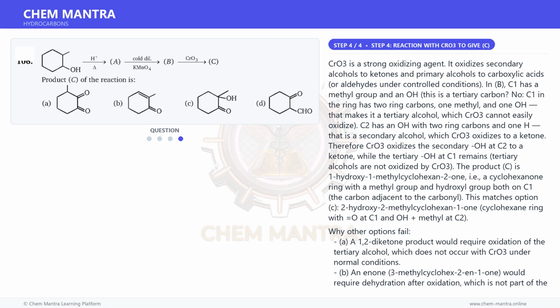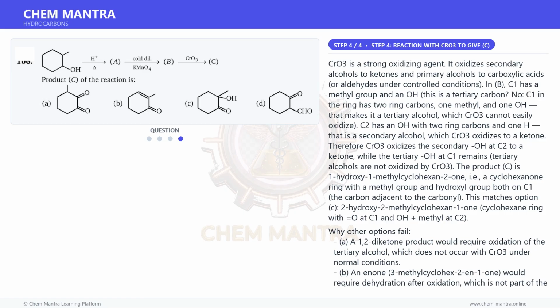This matches option C, 2-hydroxy-2-methylcyclohexan-1-one, a cyclohexane ring with C=O at C1 and OH plus methyl at C2. Why other options fail? A. A 1,2-diketone product would require oxidation of the tertiary alcohol, which does not occur with CrO3 under normal conditions. B. An enone, 3-methylcyclohex-2-en-1-one, would require dehydration after oxidation, which is not part of the reaction sequence here.